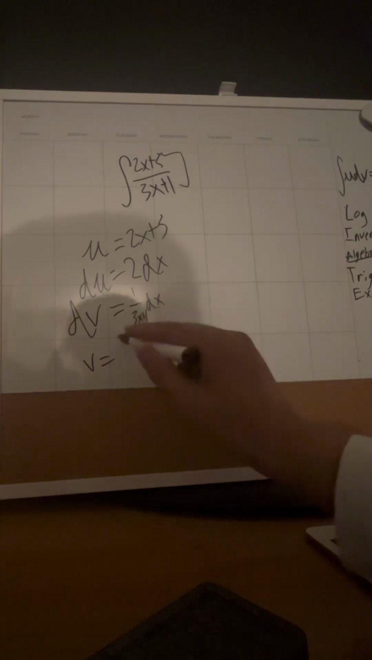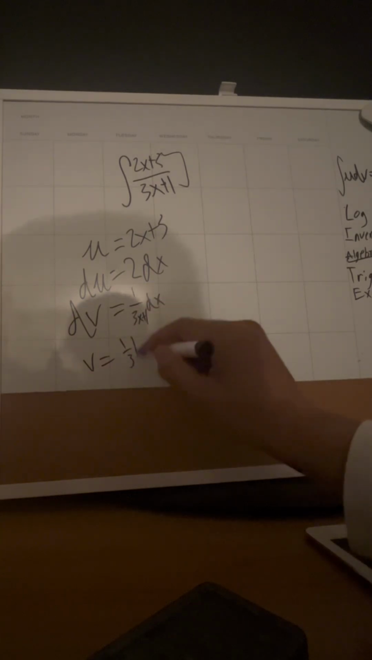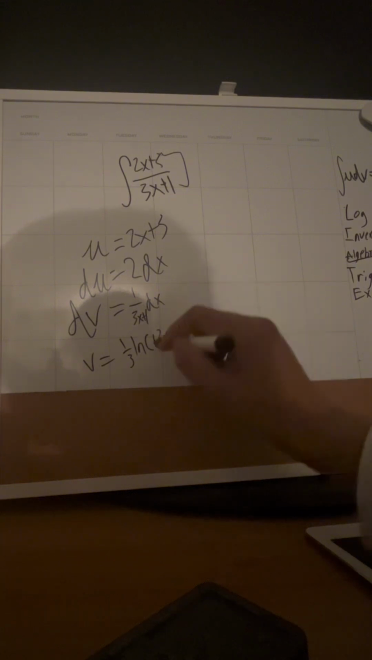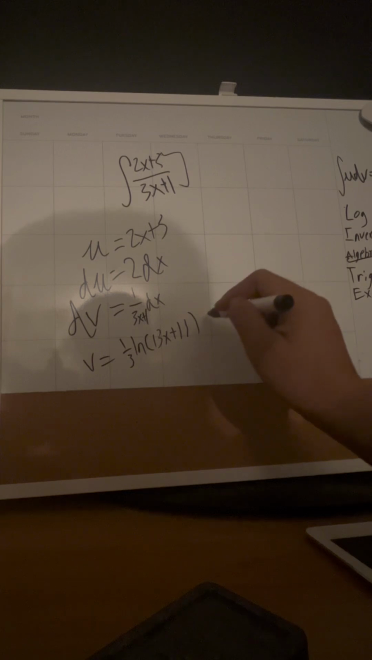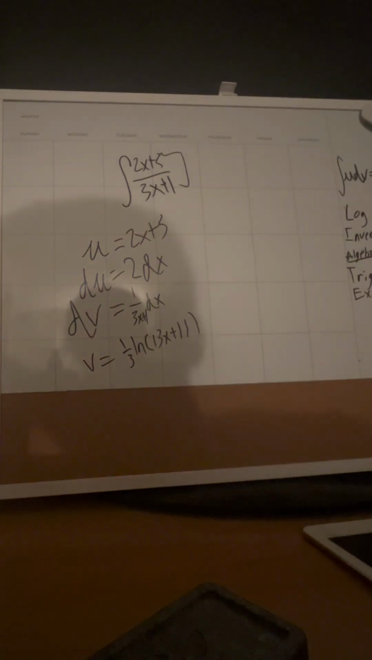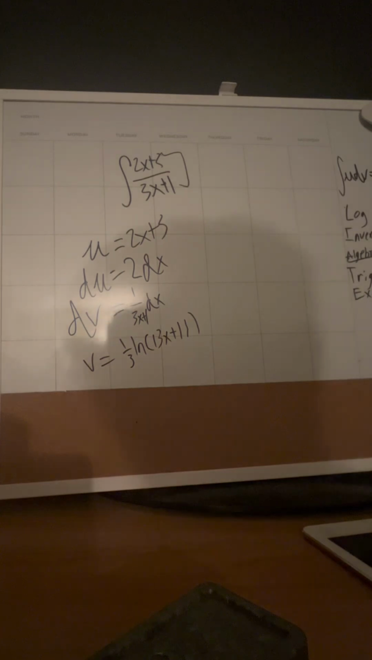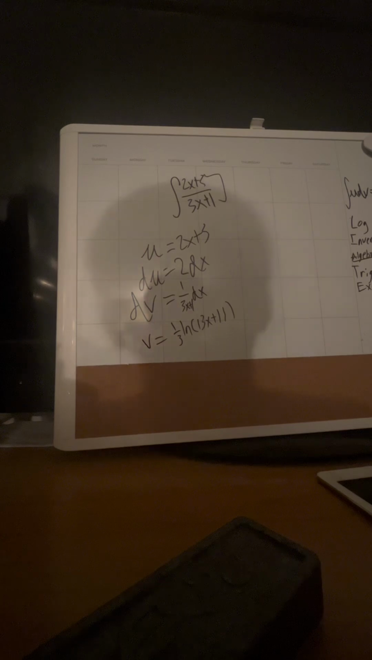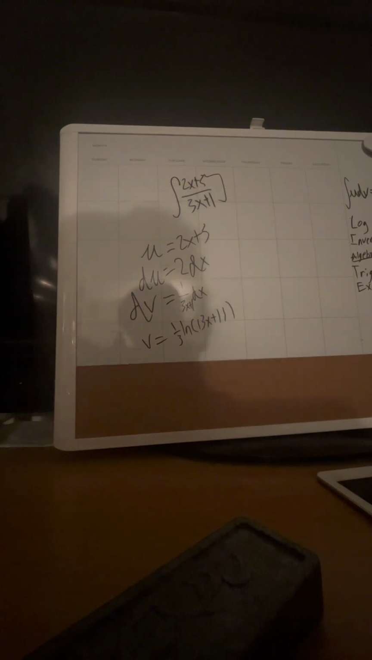If you integrate to get v, you get 1/3 ln of 3x plus 1, and you have to put absolute value signs. Yeah, that's it. I am interested in what if I made u equal 3x plus 1? Hold on, let me check.